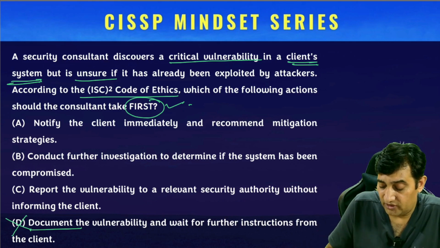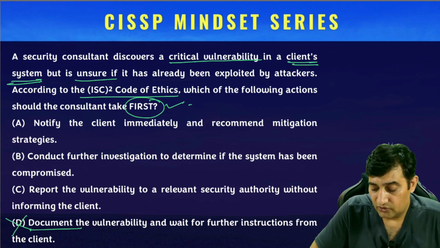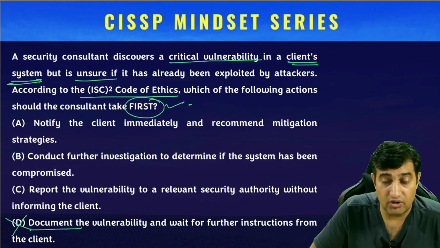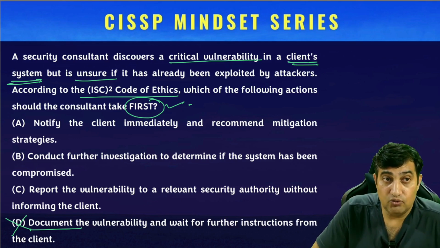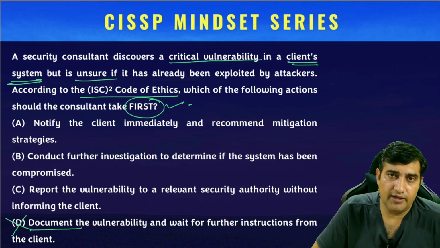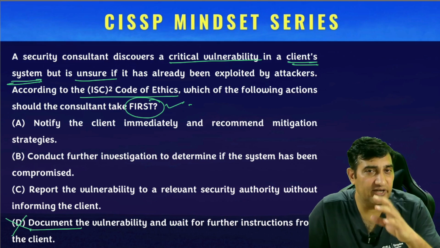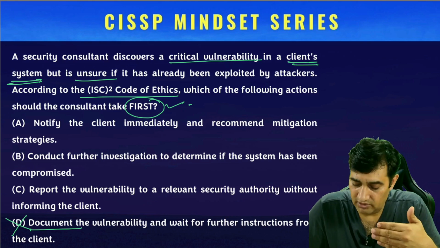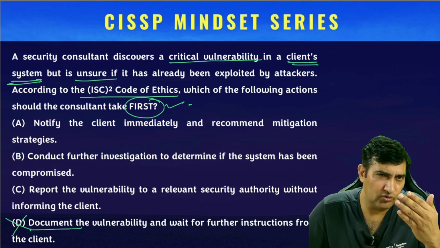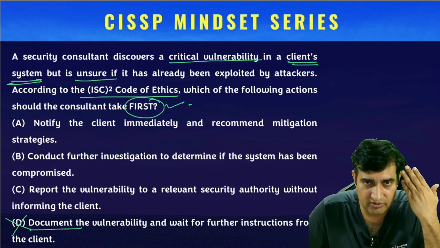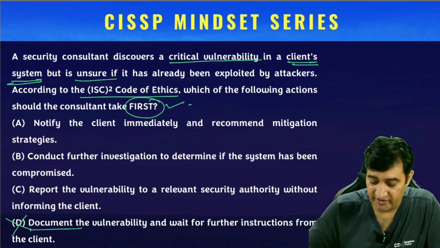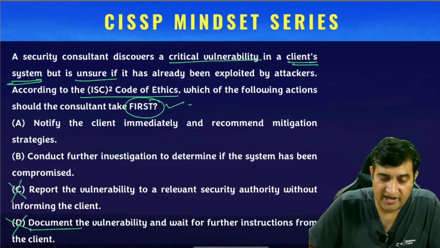Number C, it says report the vulnerability to a relevant security authority without informing the client. So without informing the client, without informing the data owner or controller, you are directly going to authorities. You are bypassing the process. And as a security guy, CISSP not only tests your knowledge, they also test your organizational skill as well. So definitely, if you bypass the client and directly go to the authority... You have your seniors, right? Tell your seniors, they will tell the client, then you should be talking to the authority. That should be the right way. That is why this can be definitely eliminated.